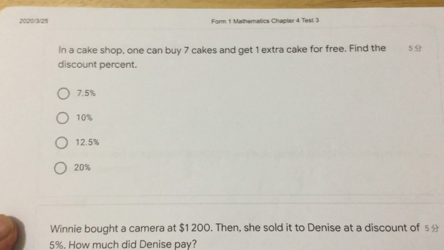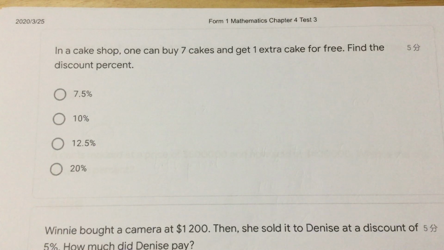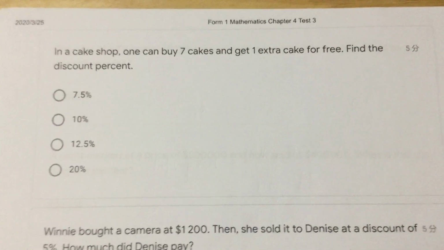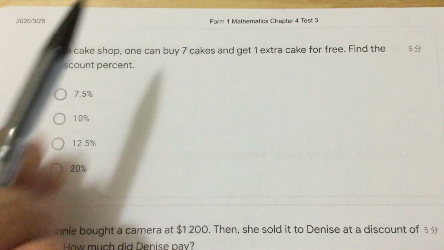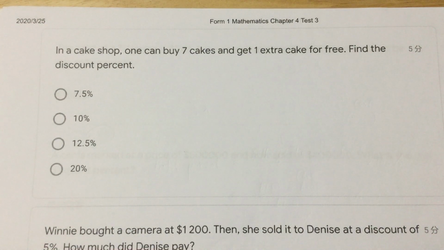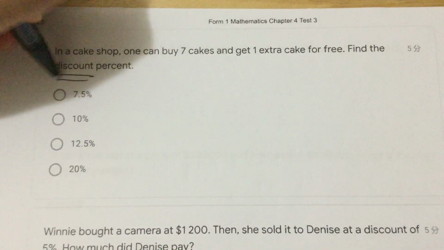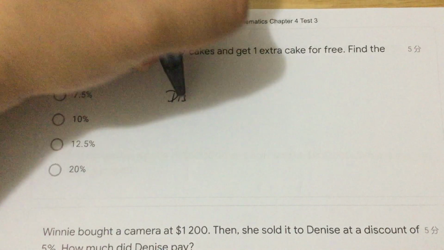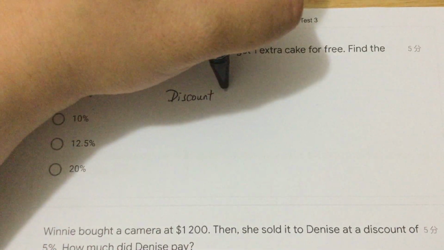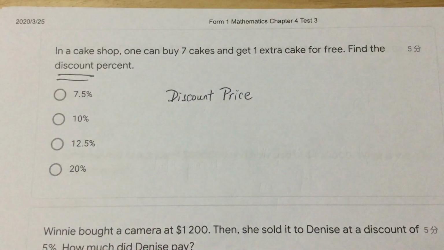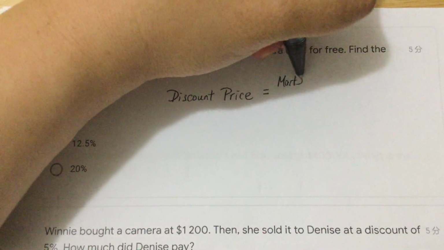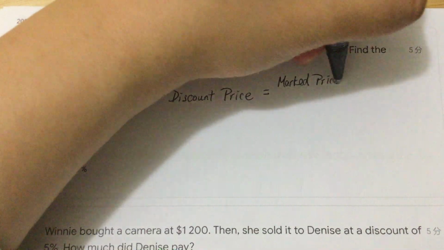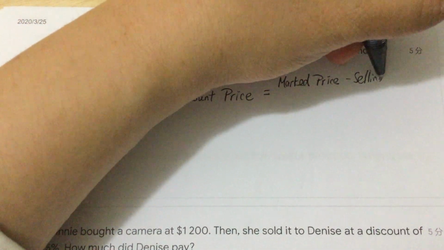Okay, now this is question 4. In a cake shop, one can buy 7 cakes and get 1 extra cake for free. That means in Chinese it's called 買7送1. Okay, 買7送1. Find the discount percent. So because we're going to find the discount percent, immediately the discount percent will equal the mark price minus selling price.